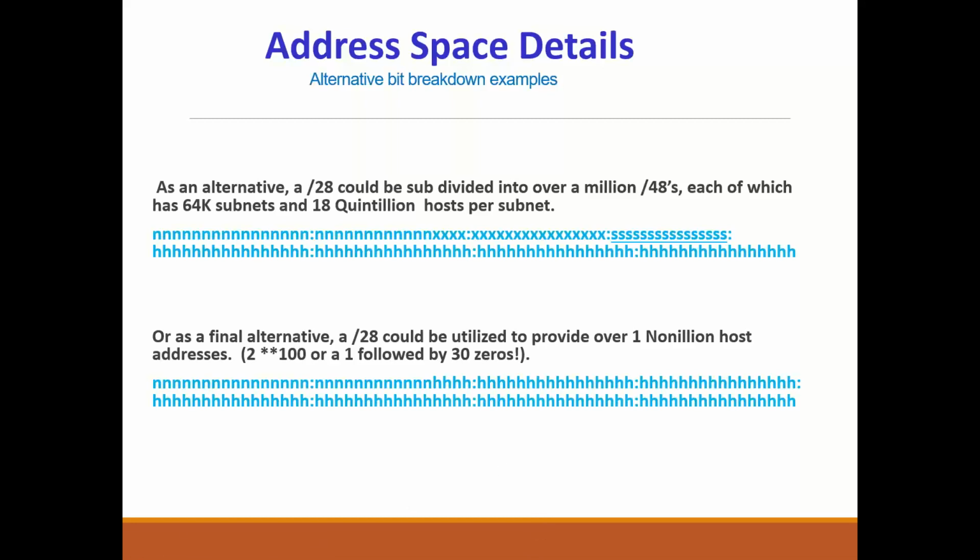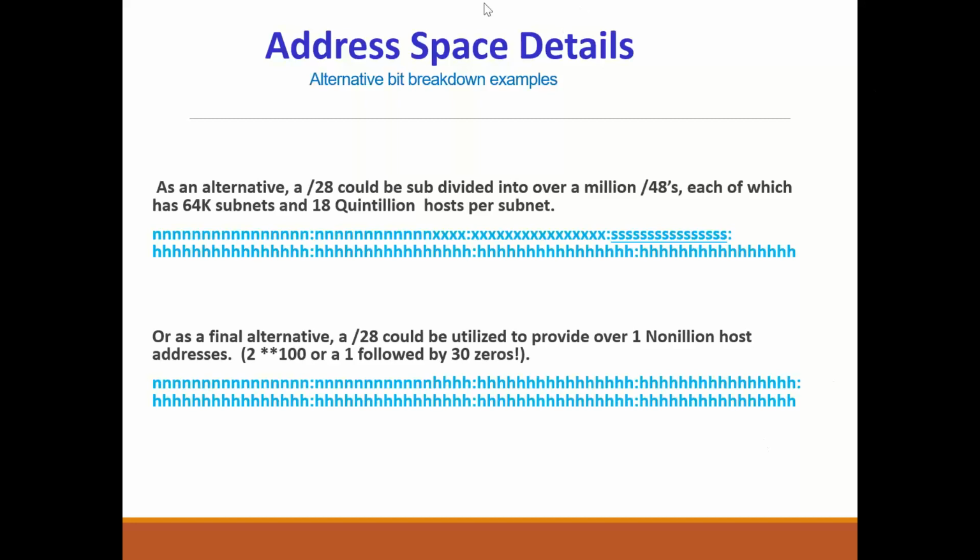Let's say that instead of having 256 business partners, we don't have any business partners. We just have buildings in every city of the world, and we need a whole bunch of /48s for each building. So what we could do is take our /28 and divide that into 1,000,000 /48s. So that's probably way more than anybody has buildings or anything else. And each of those /48s would have 64,000 subnets, and each of those subnets would have 18 quintillion addresses. So that sounds like more than enough for that type of organizational need.